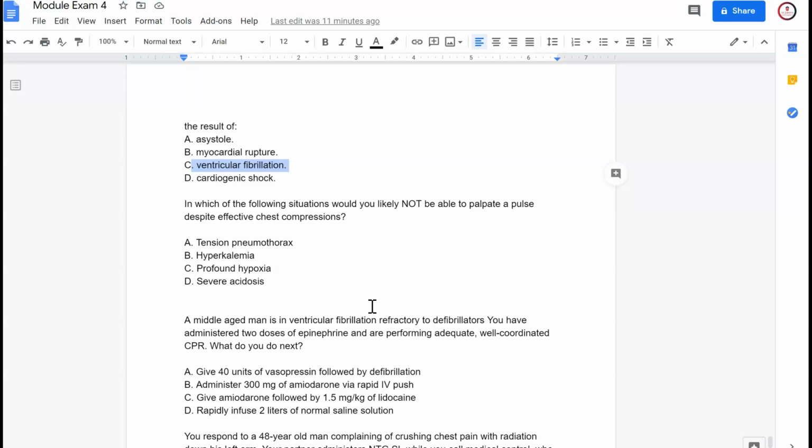In which of the following situations would you likely not be able to palpate a pulse despite effective chest compressions? Hyperkalemia won't interfere with mechanical chest compressions, hypoxia or acidosis won't interfere with mechanical chest compressions, tension pneumo.